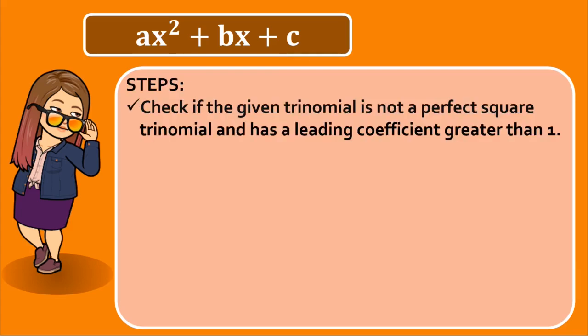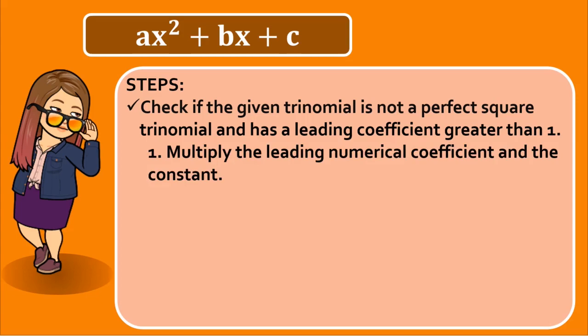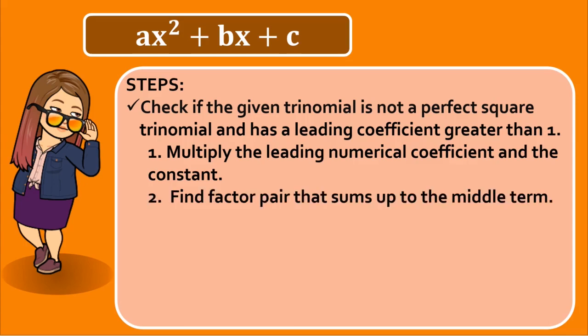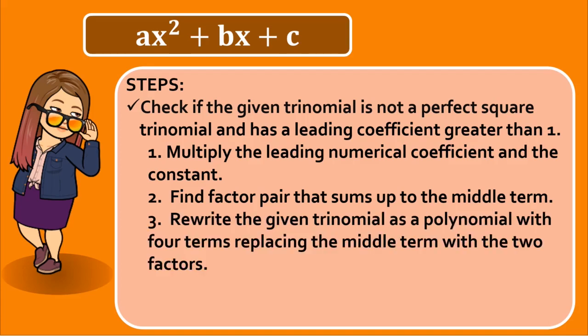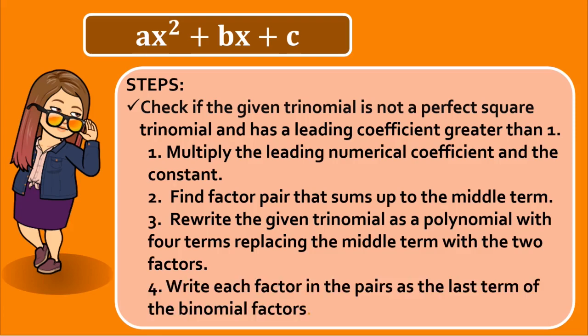Of course, we check first if the given trinomial is not a perfect square trinomial and has a leading coefficient greater than 1. That's the time that we can multiply the leading numerical coefficient a and the constant c. Then we find the factor pair that sums up to the middle term. Then we rewrite the given trinomial as a polynomial with 4 terms, replacing the middle term with the 2 factors. And then we use the grouping technique. And then finally, we write each factor in the pairs as the last term of the binomial factors.